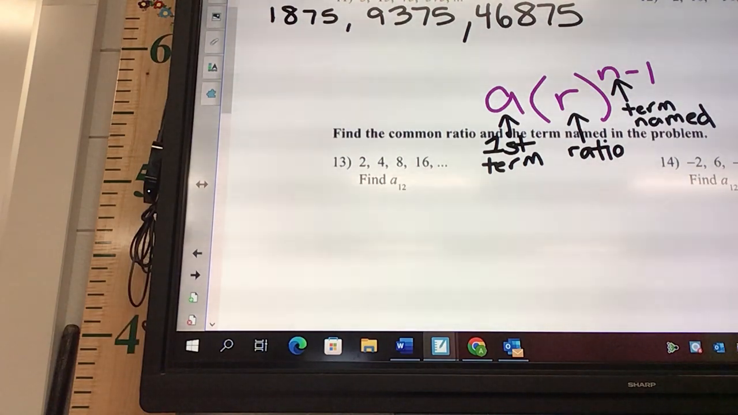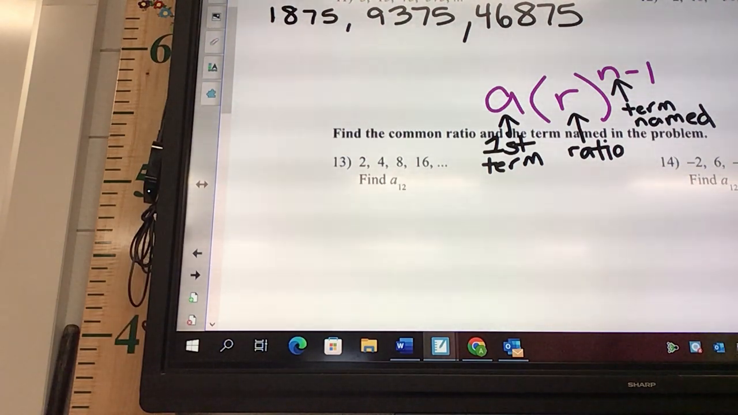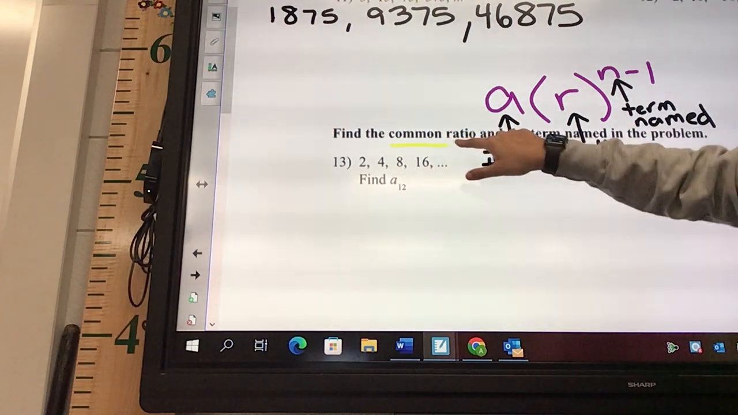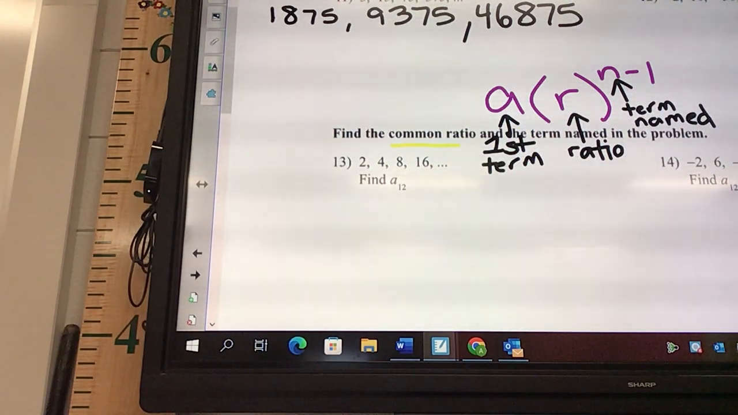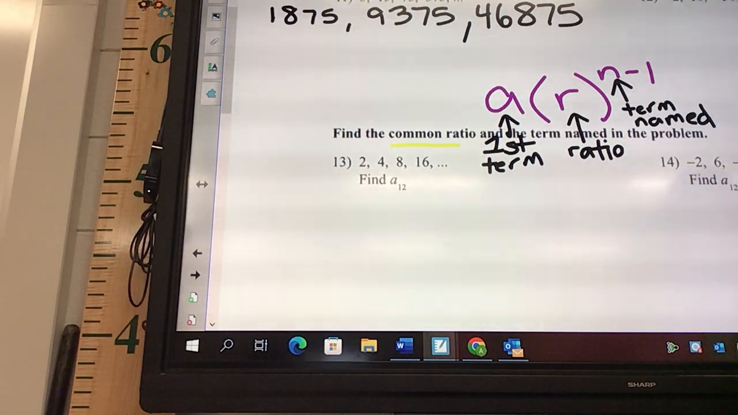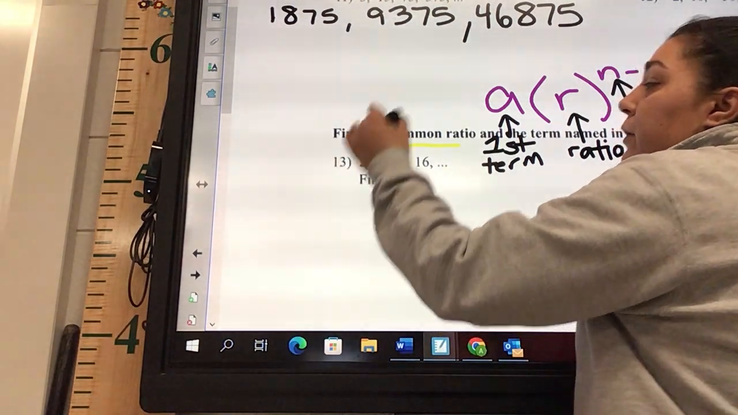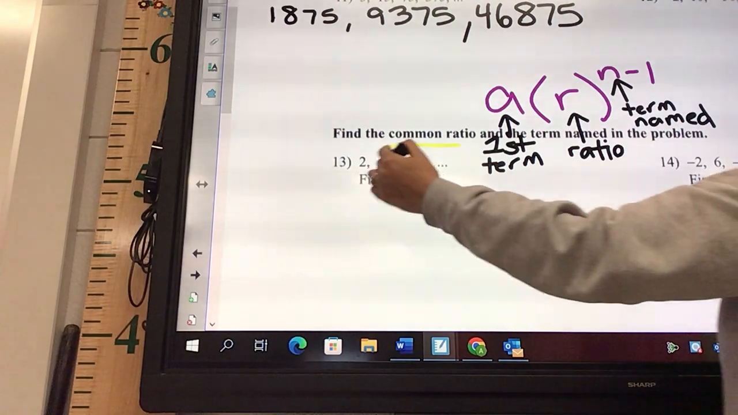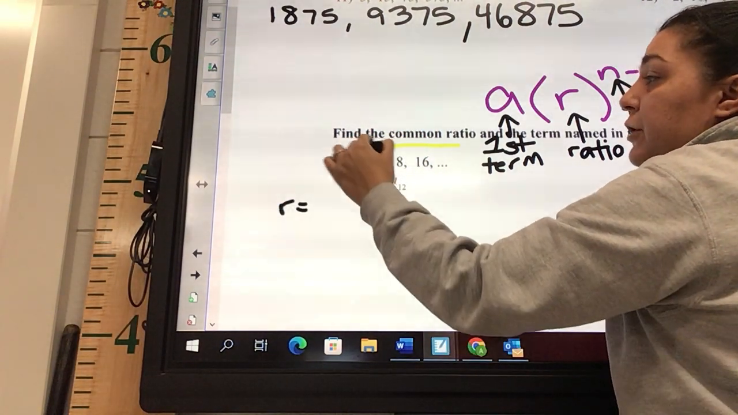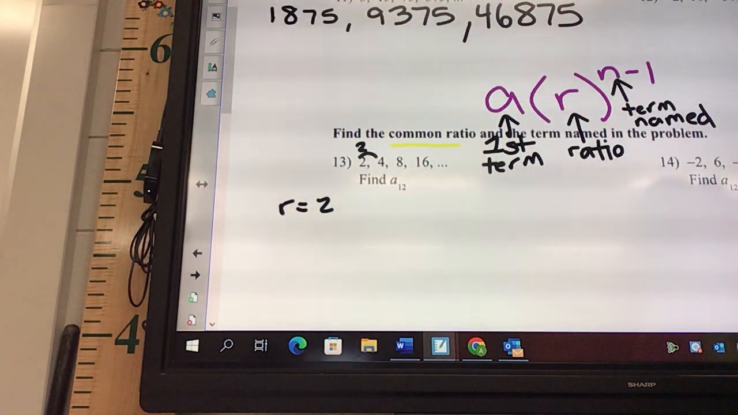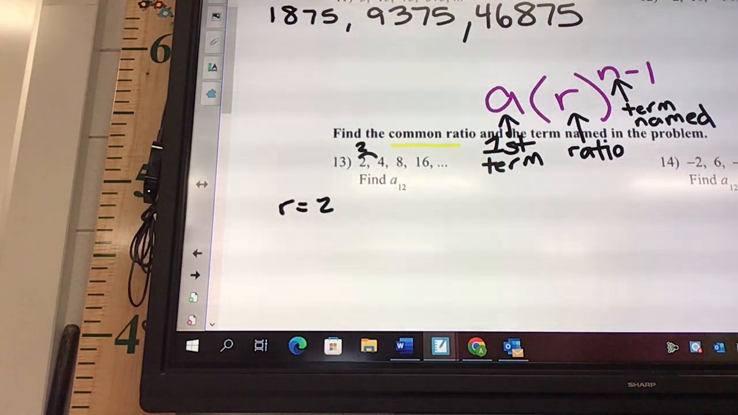Okay, so first things first, before you can even use the formula, the very first thing it tells us to do is find the common ratio, which you should be pretty good at by now. What is the common ratio of 13? 2. 2 times 2 is 4, times 2 is 8. So our R, or our common ratio, is 2. And now we have everything we need to use the formula.